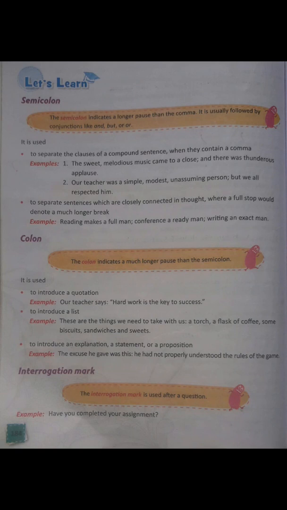Now comes the semicolon. The semicolon indicates a longer pause than the comma. It is usually followed by conjunctions like and, but, or.